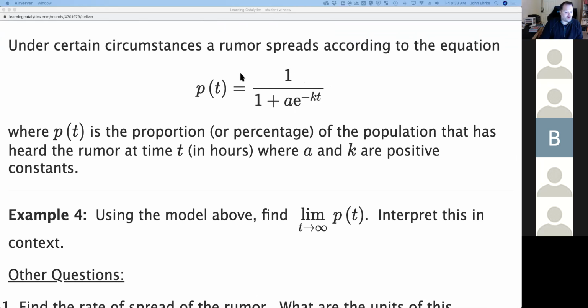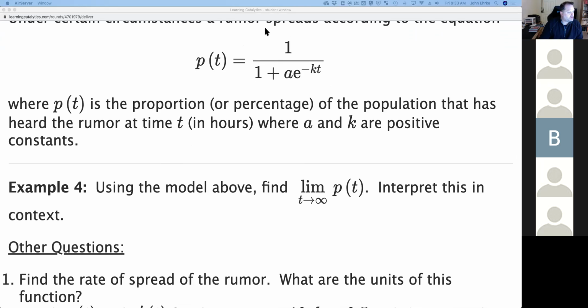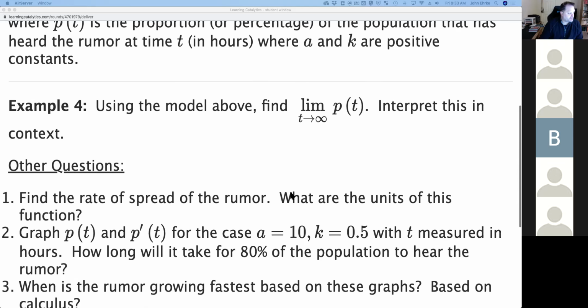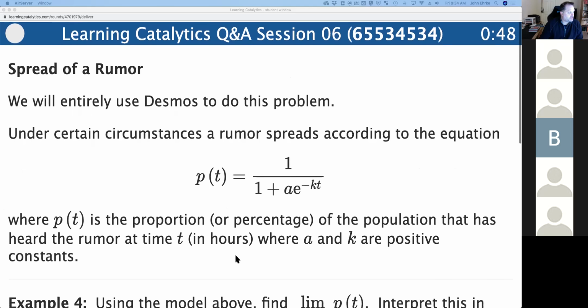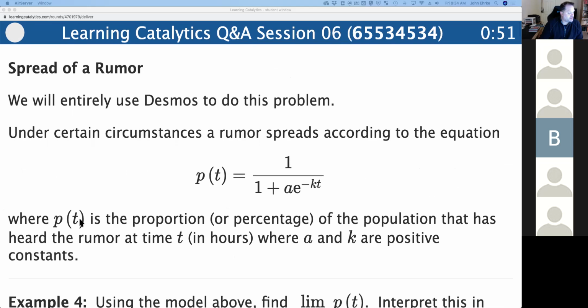I'm going to graph it for you here in just a second and show you what the values of a and k do. And what I'd love to know is, according to this curve and according to this model, tell me what happens as t goes to infinity. So you've got several different options here for what happens to the spread of the rumor over time. So P of t, the units for P of t is the proportion or percentage of the population that has heard the rumor at time t.